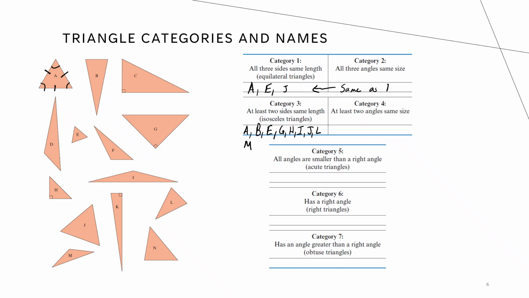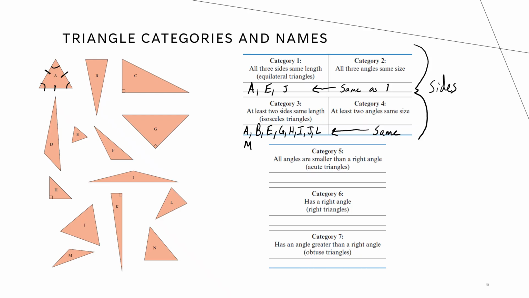Now, at least two angles the same size ends up being the same. Once again, we don't talk about something that has two sides the same or two angles the same because that's just a consequence of something being isosceles. So these are ways we categorize triangles by their sides. It just turns out we can also use that to categorize them by how many angles they have the same.